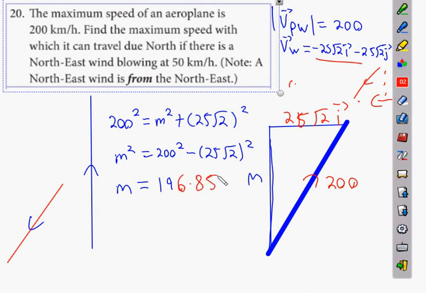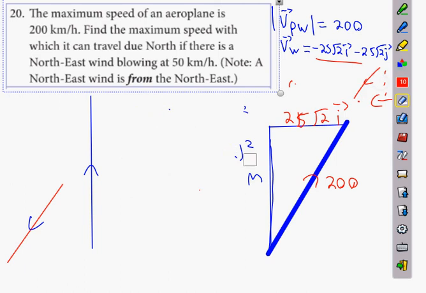Now what we know there is that 196.85 is how fast we're going north. 196.85.